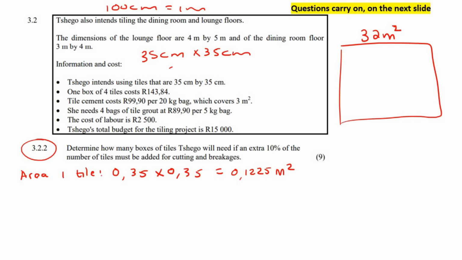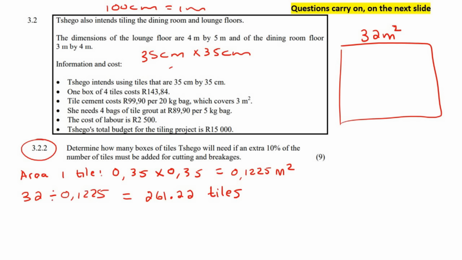Now how many meters squared do we need to fill up? 32. So we can then say 32 divided by 0.1225. So we can see how many of these can fit into 32. And that's going to be 261.22. And that's how many tiles we would need.